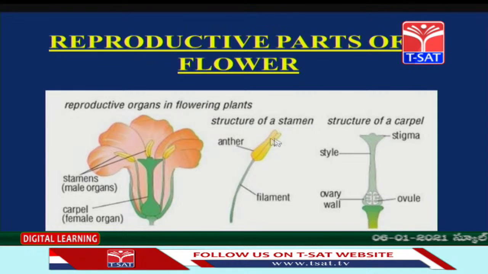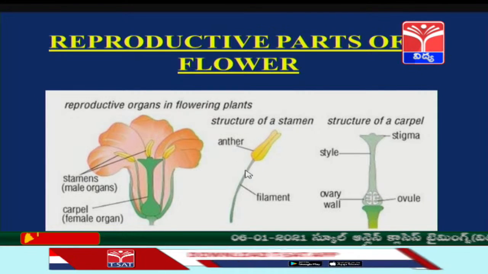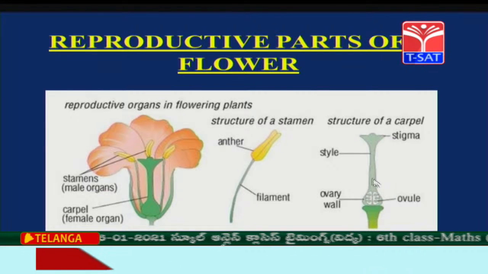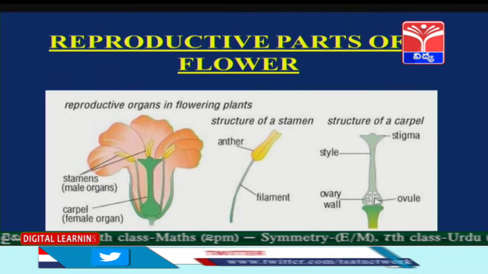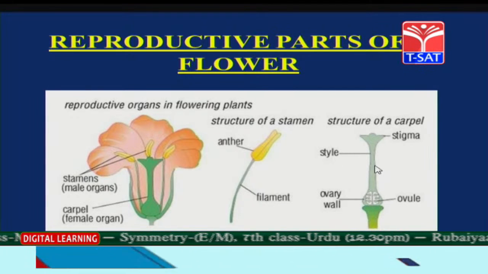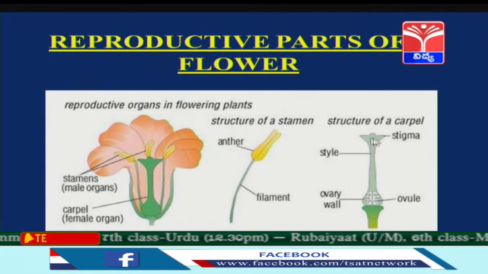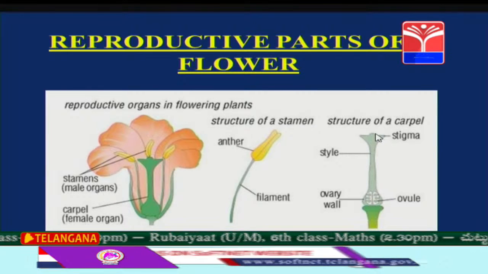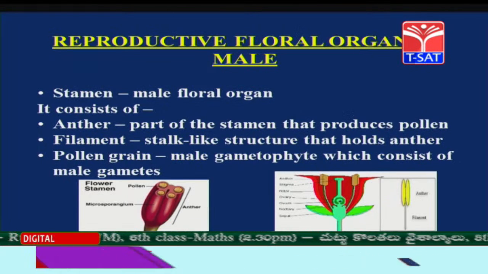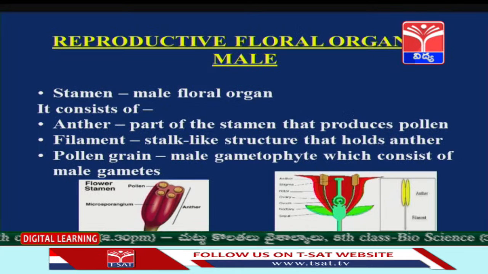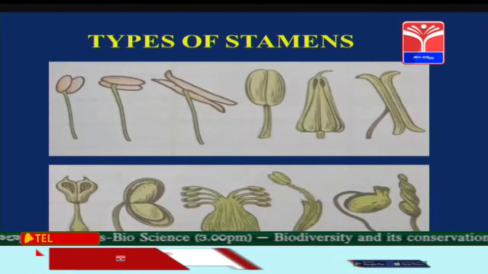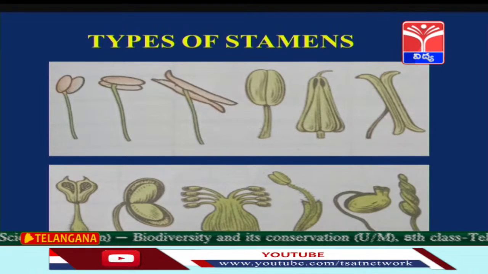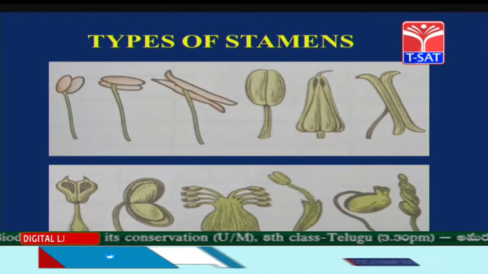So, this is the stamen structure. It includes the anther as well as the filament. And this is the structure of the carpel, that is, it includes a basal swollen portion called the ovary and a long tube-like structure called the style, and the tip portion is called the stigma. Remember one point here, children, pollen grains are called male gametes, and these stamens are of different types. There are different shapes of stamens.